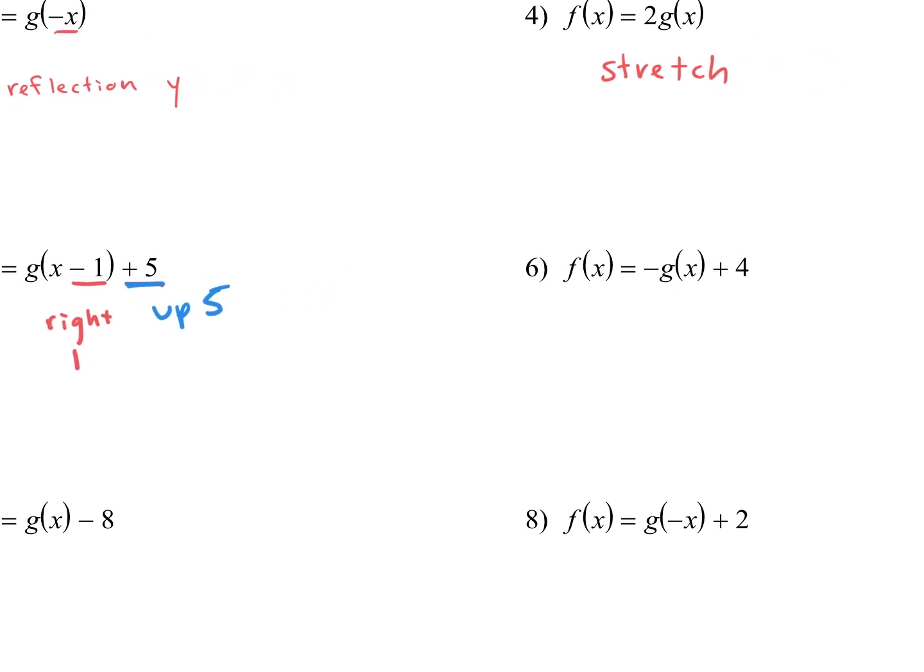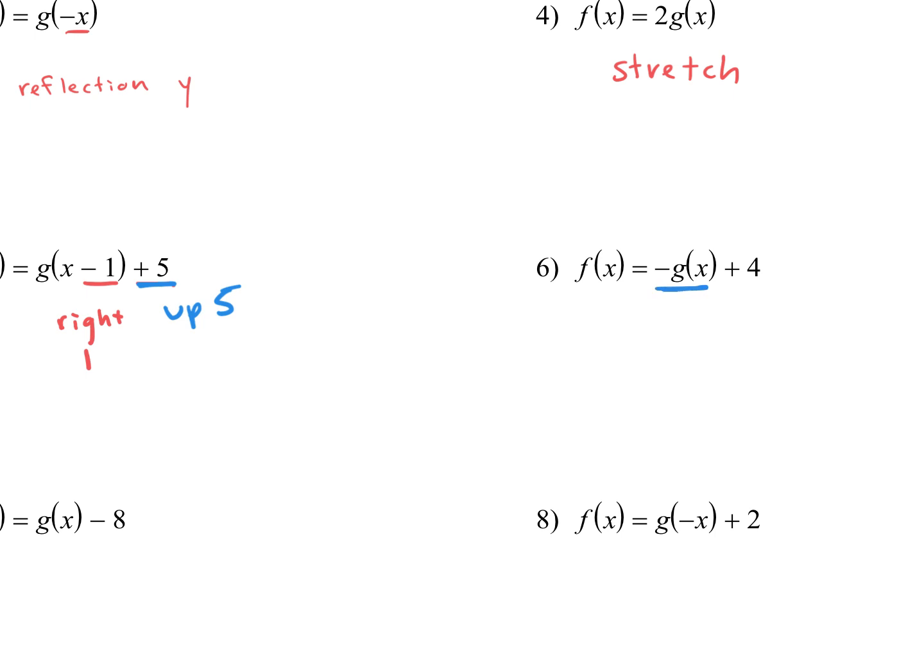All right, number 6. A negative on the outside. Reflection on the x-axis. A reflection on the x-axis. Lucas, what does the plus 4 do? Up 4.